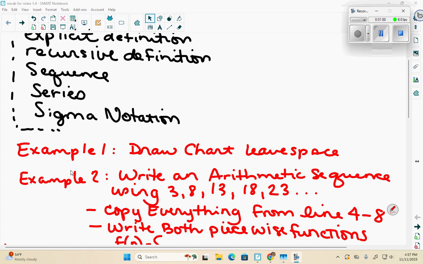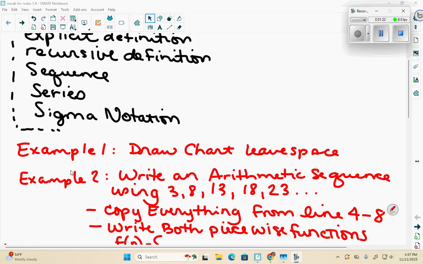Okay, all right, so now flip to page 32 for example number 2. You're going to actually write the sentence. So write an arithmetic sequence. Write that in your notebook using 3, 8, 13, 18, and 23.